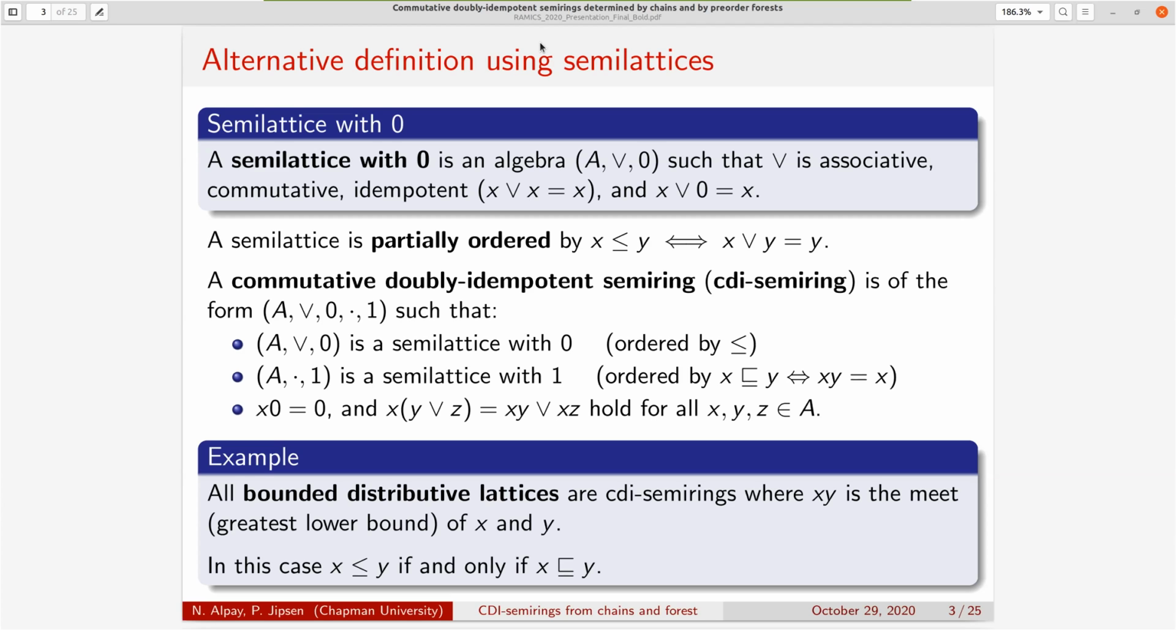A semilattice with zero is an algebra such that join is associative, commutative, idempotent, and x join zero is x. A semilattice is partially ordered by x less or equal to y, and a CDI semiring would be of the form (A, join, zero) is a semilattice with zero ordered by less or equal, and (A, dot, one) is a semilattice with one ordered by square less or equal, and x times zero is zero. And also we have the distributive law for all x, y, and z. An example would be that all bounded distributive lattices are CDI semirings, where xy is the meet, the greatest lower bound of x and y. And in this case, both the additive picture and the multiplicative picture would be the same. We'll later see an example of it soon.